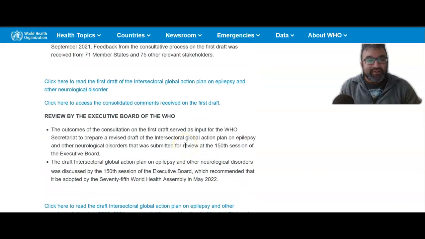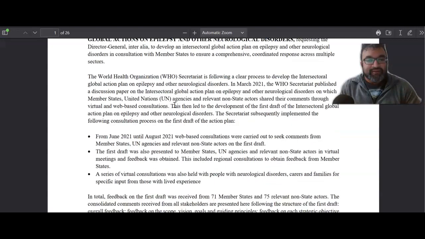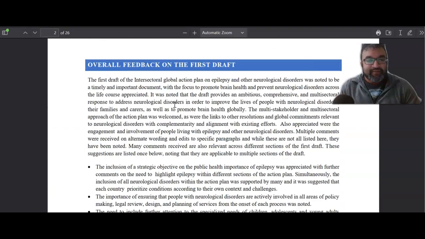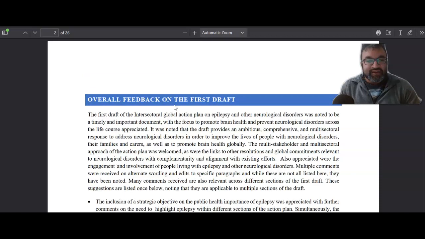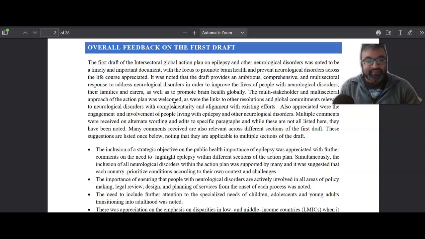We can quickly click on one of these. Consolidated comments might be a bit more useful than something that is a long document. The first draft of the Intersectoral Global Action Plan on Epilepsy and Other Neurological Disorders was noted as a timely and important document. Multiple comments were made. The inclusion of a strategic objective on the public health importance of epilepsy was appreciated, with further comments on the need to highlight epilepsy within different sections of the action plan. Simultaneously, the inclusion of all neurological disorders within the action plan was supported by many, as it was suggested that each country prioritize conditions according to their own context and challenges.